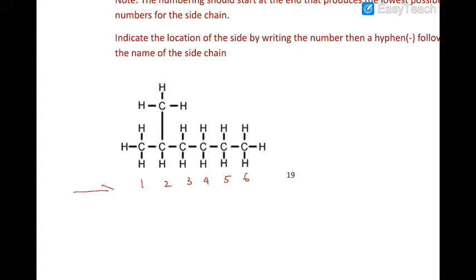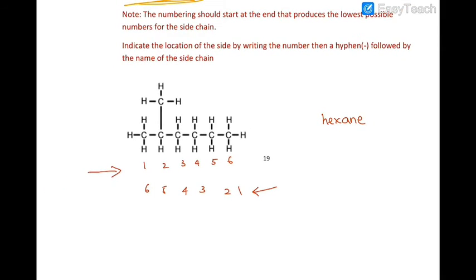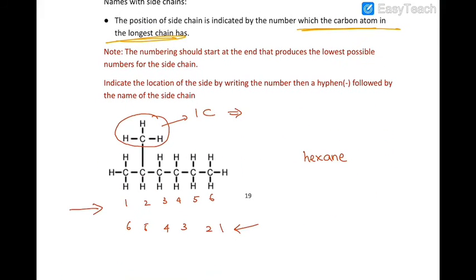Now you can start from the left or you can start from the right. It does not matter. So one student can count like this. Another student can count 1, 2, 3, 4, 5, 6. Okay, so the longest chain has 6 carbons, so it's going to be a hexane molecule. Now we have to locate that side chain. The side chain has 1 carbon, therefore it's called a methyl. So this is methyl.